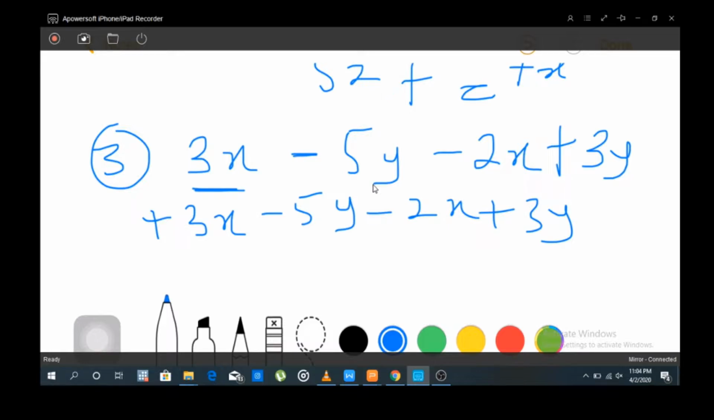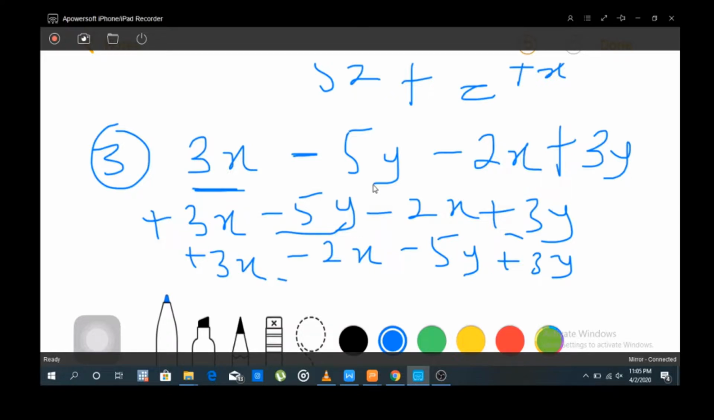So now we can easily move across the expression. So we have positive 3x, then minus 2x comes here. So this minus is following the 2x, anywhere it's going to. Then this minus is following the 5y, anywhere it's going to. So we move this minus 5y. This positive is following this 3y, positive 3y. Get it? So 3x minus 2x.